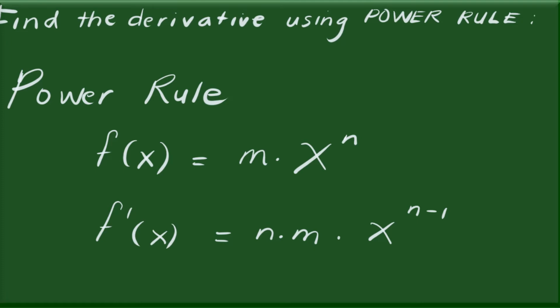Okay, so let's start with the formula to find the derivative of a function using the power rule. Given this f of x, which is m times x to the n, the power rule suggests that we multiply the exponent n to m times x raised to the n minus 1.